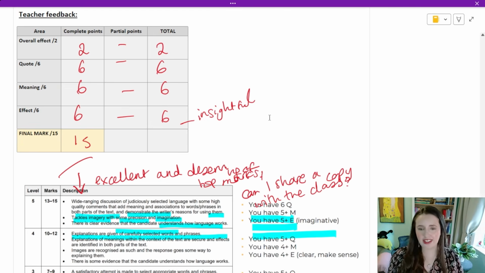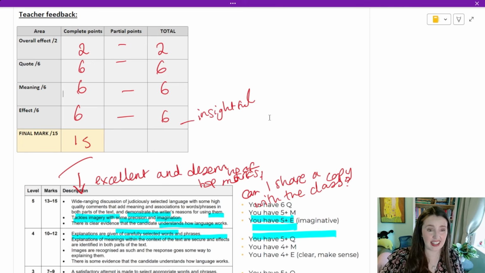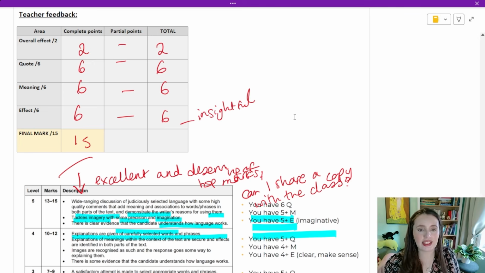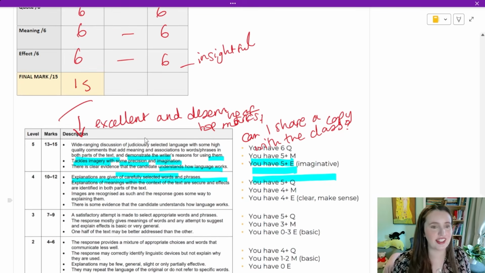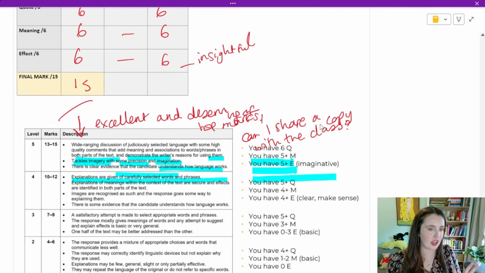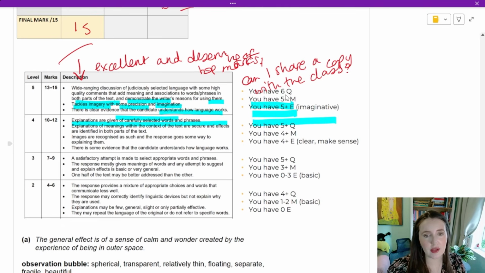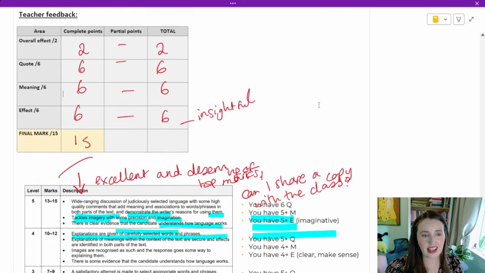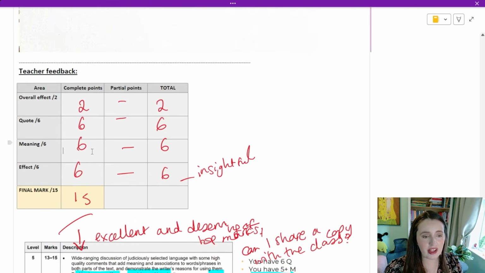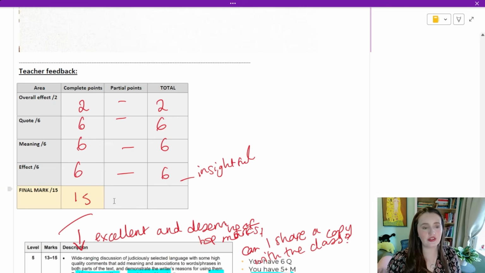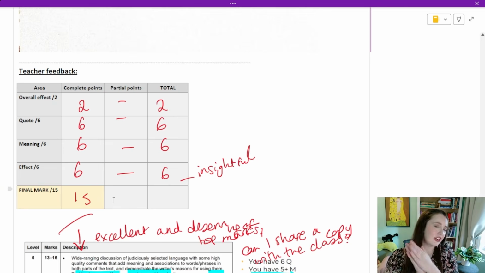Sometimes you can get 6 effects, but they're a little bit clear, unimaginative, like, yeah, obviously that's what that means. But I feel like lots of the students' points were really well explained. My annotations have shifted slightly. So I said, excellent and deserving of top marks. Can I share a copy with the class? And of course, Philip has since given me permission to share with you guys. So because of that, Philip has got 6 quotes, 5 or more meanings, 5 or more effects, which are imaginative. In fact, he's done a really, really good job. Not much that I would expect a GCSE student to do better. Therefore, 15 out of 15, full marks. Let's go, Philip. Well done.